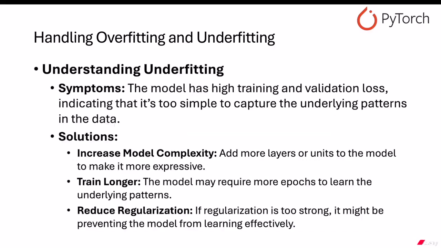Understanding underfitting. The symptoms are the model has high training and validation loss, indicating that it's too simple to capture the underlying patterns in the data. Solutions are: increase the model complexity, add more layers or units to the model to make it more expressive. Train longer. The model may require more epochs to learn the underlying patterns. Reduce the regularization. If regularization is too strong, it might be preventing the model from learning effectively.